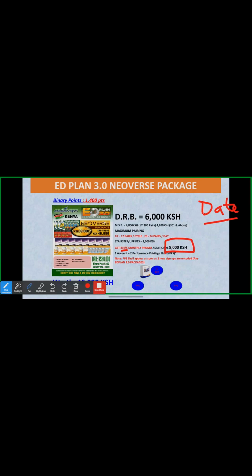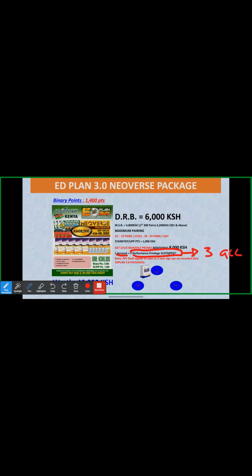So if during this month of September ni connect watu wanne, na watu wanne kila mtu anze na Neoverse, in the month of October, I'll be getting, apart from zile za Unilevel na stair-step, I'll also get an additional 8,000. Are you together? Now with this EdPlan 3.0 Neoverse package, you get one account plus 2 PPS. In short, basically you're getting 3 profit centers or 3 accounts.